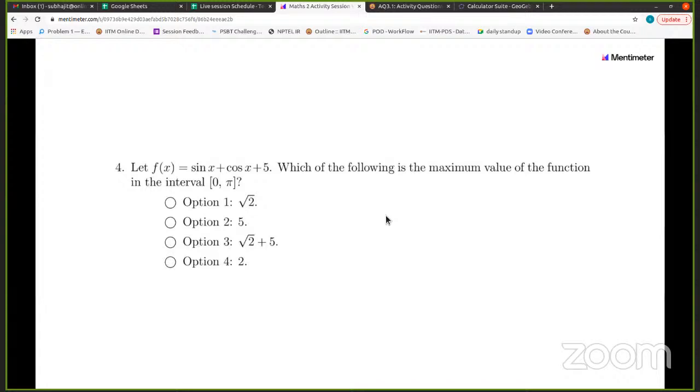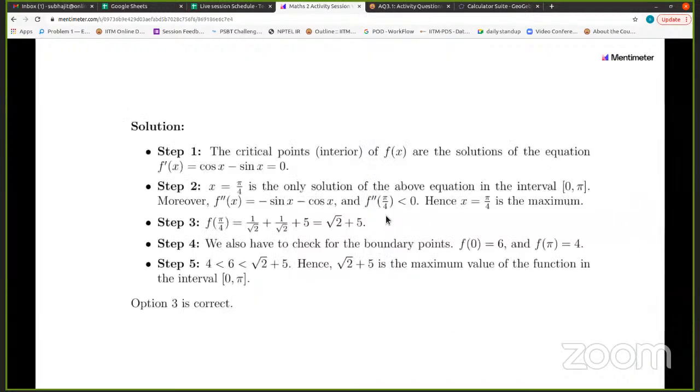So here we can definitely solve it by finding f dash x. It will be cos x minus sin x, and if we equate it to 0, we get x equal to pi by 4 as the only solution in the interval 0 to pi. Then we can check f double dash x, which will be minus sin x minus cos x, and if we put pi by 4 there, we get a negative value. So pi by 4 is a local maxima.